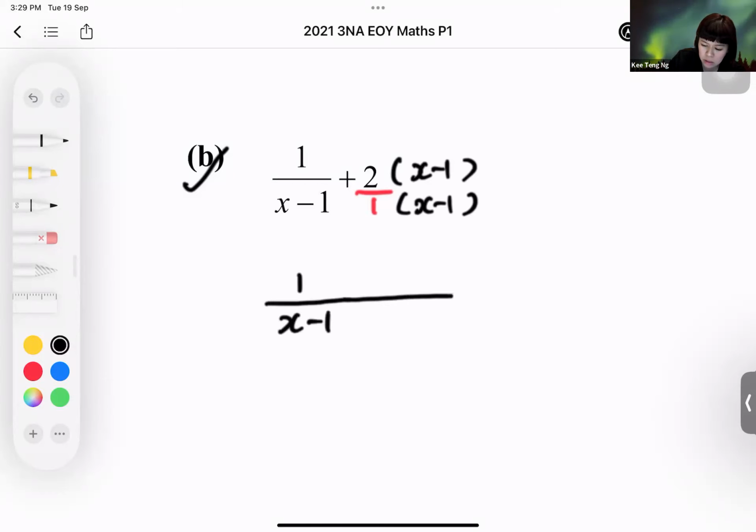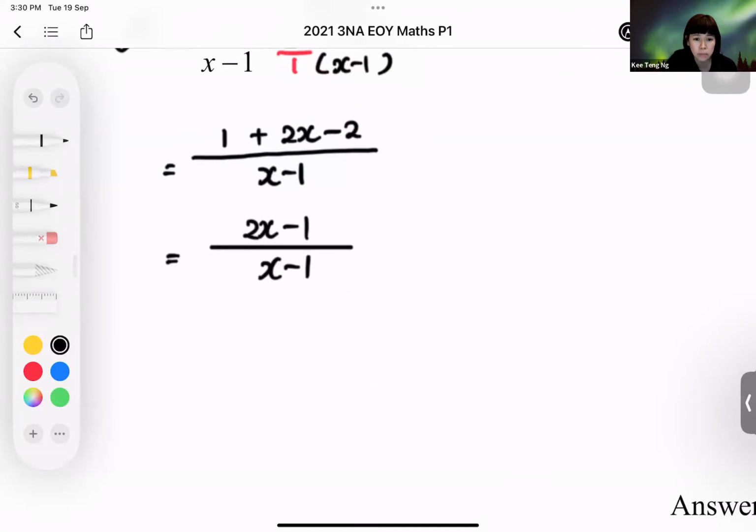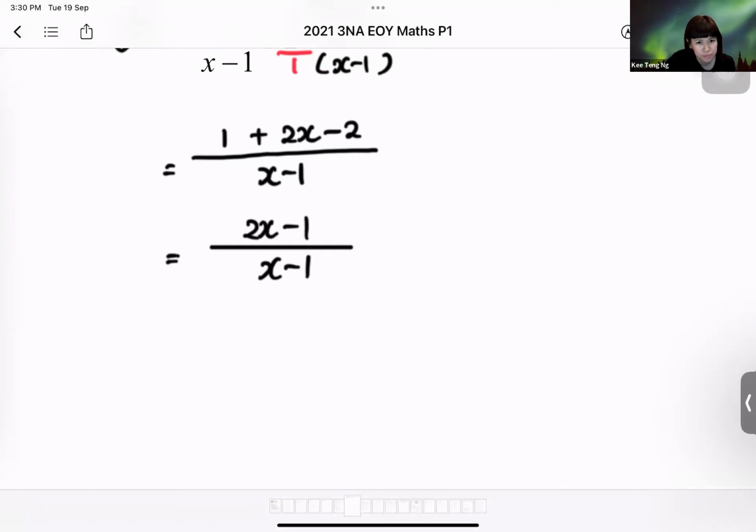This one is exactly the same denominator, so I'm going to save some time and write it together. Then this one is plus 2 times x, 2x, 2 times negative 1, negative 2. Now let's simplify this. This is x minus 1, 2x minus 1. Answer. Notice the minus 1 and the minus 1 cannot cancel. They are not common factors. They are one part of the expression. Have you gotten the answer?